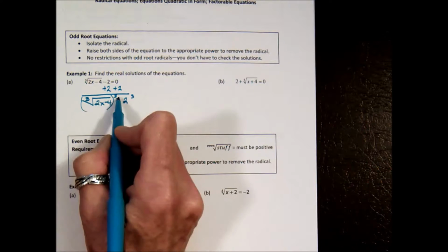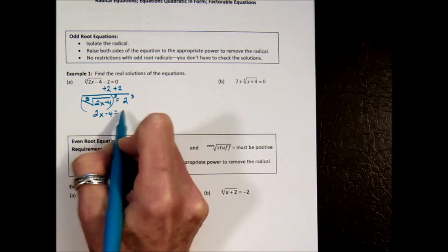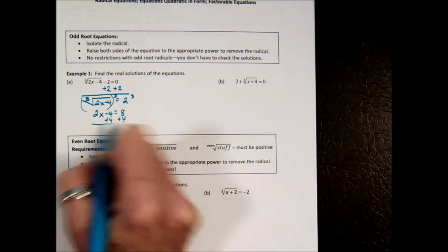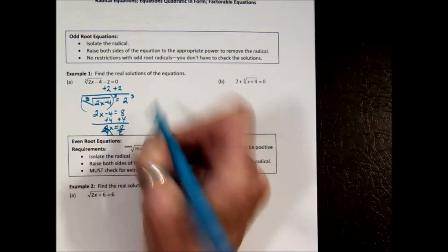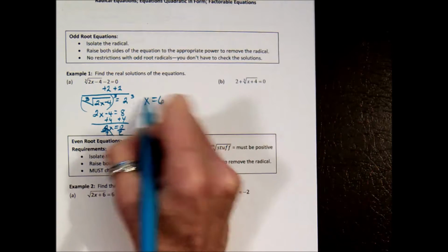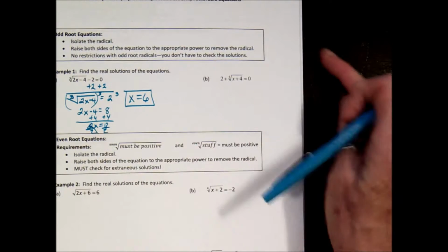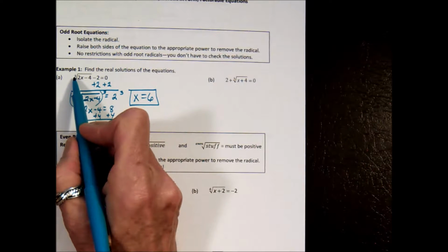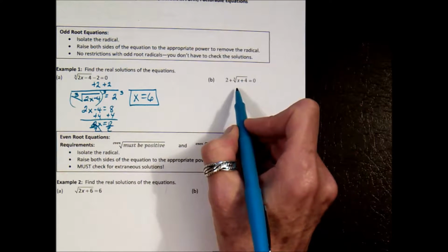The cube root and the cubing undoes, and we have 2x minus 4. 2 cubed is 8. I add a 4 to both sides. 2x equals 12. We divide by 2, and you can see that x equals 6. And there's really no weird thing that happens during that type of solution when the root is an odd number. So let's do another one.